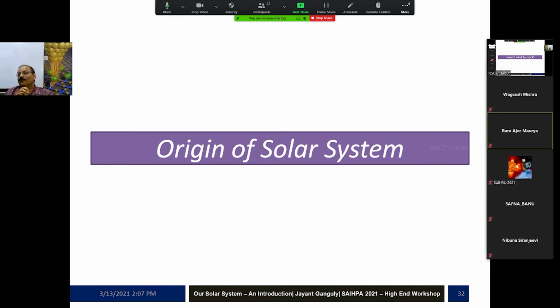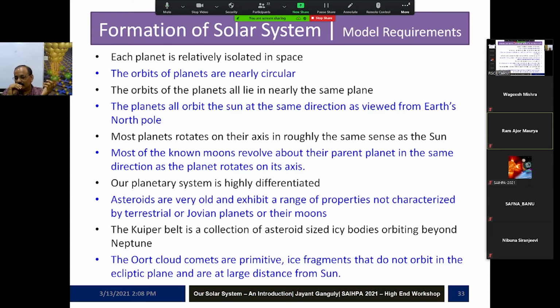So before we move on to those particular things, let us just see how people think our solar system got originated. This is not a solved puzzle, but people are modeling, and people are trying to refine this model. This is the way people pursue science. So if you want to make a model for the formation of the solar system, what all things do you require?